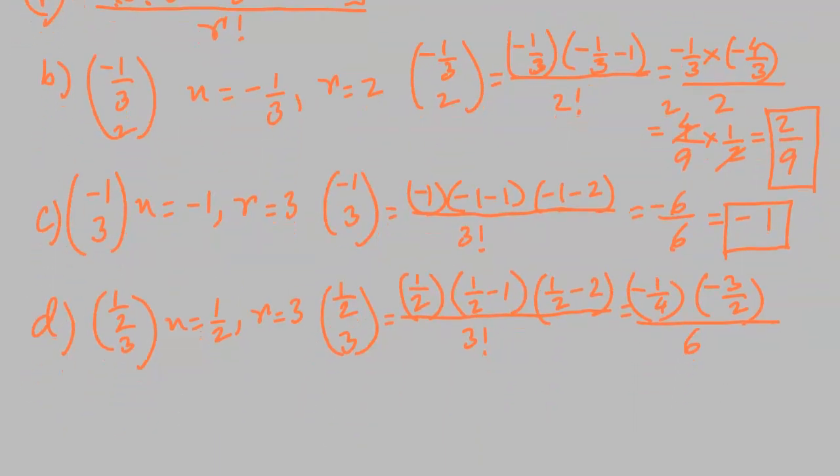So, negative 1/4 times negative 3 over 2, which is equal to 3 over 8. 3 over 8 times 1 over 6, which is equal to 1 over 16.